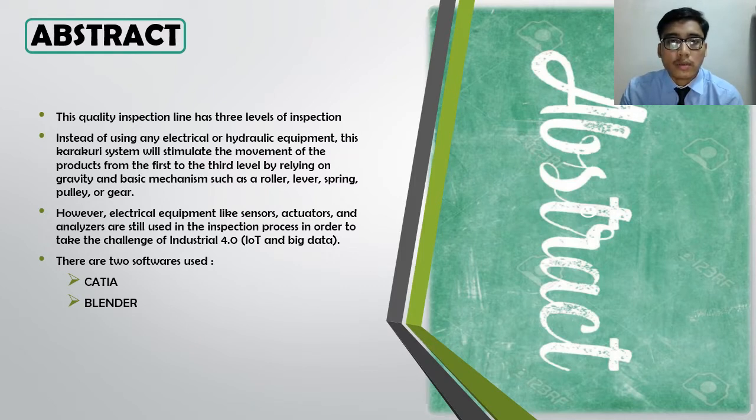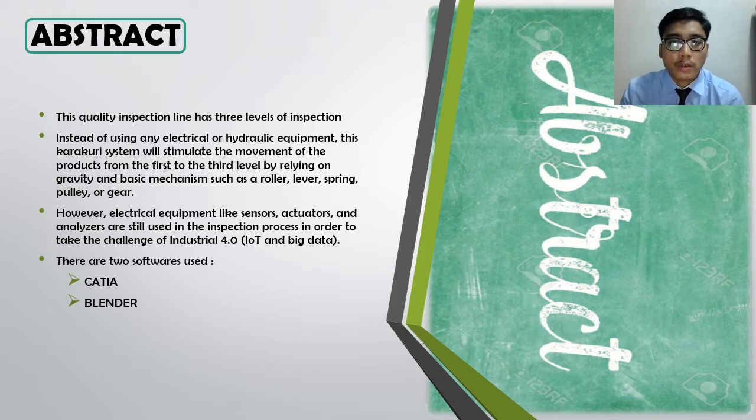This Karakuri system will simulate the movement of the product from the first level until the third level in this quality inspection line by relying on gravity and basic mechanisms without using any electrical and hydraulic equipment. But the inspection process will still include electrical equipment like sensors, actuators, and analyzers in order to take on the challenge of Industrial 4.0.